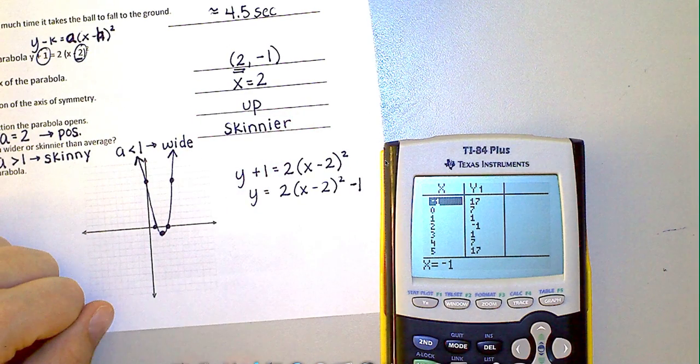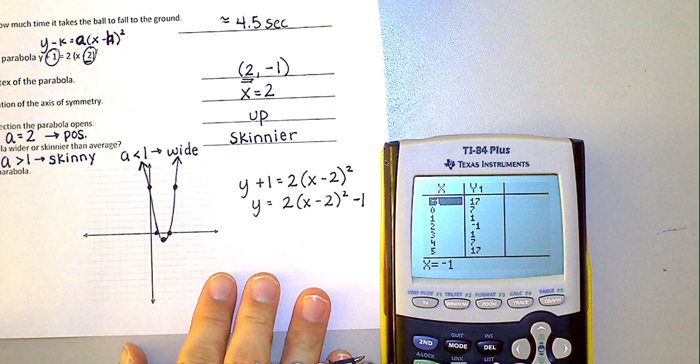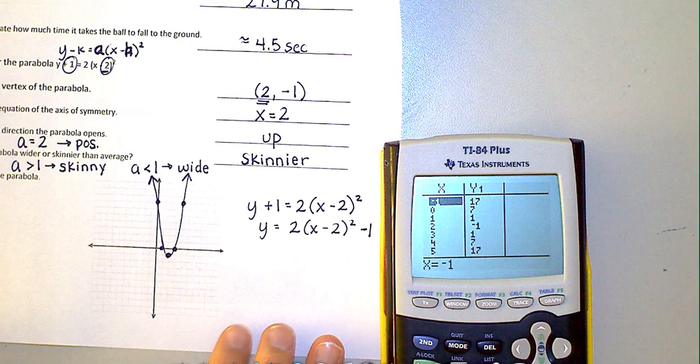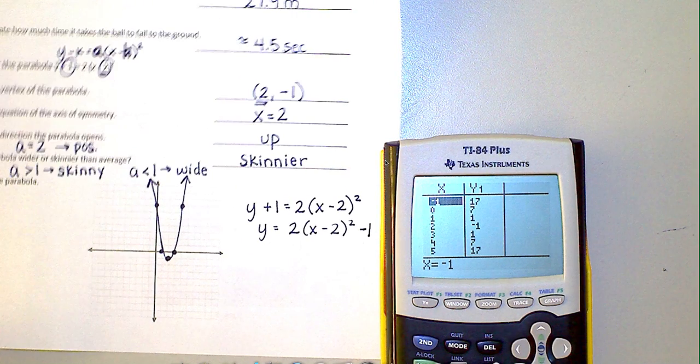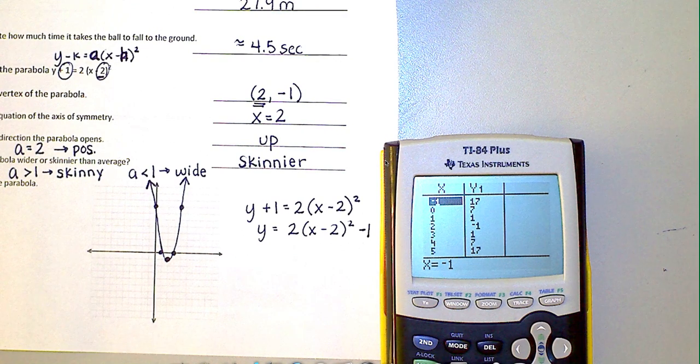So that's what your parabola should look like when you graph it. I very strongly recommend that you use the table on your calculator to get some specific coordinates to graph. If you just draw a rough sketch and your line's in the wrong spot, you're going to be in some trouble. Okay?